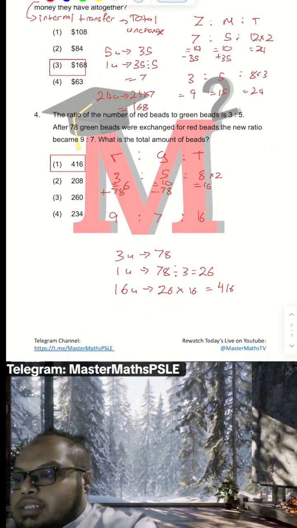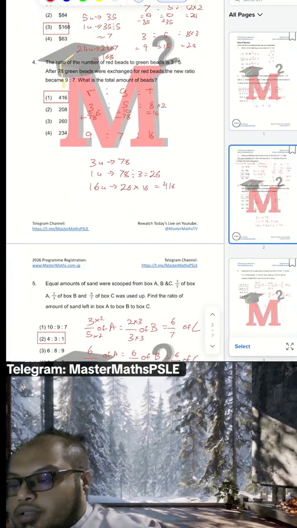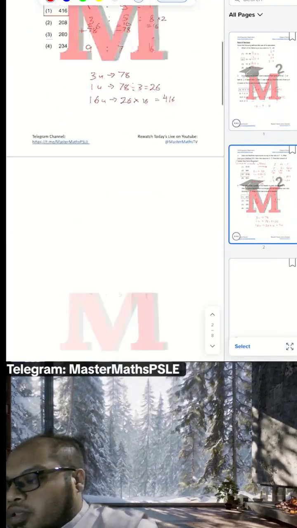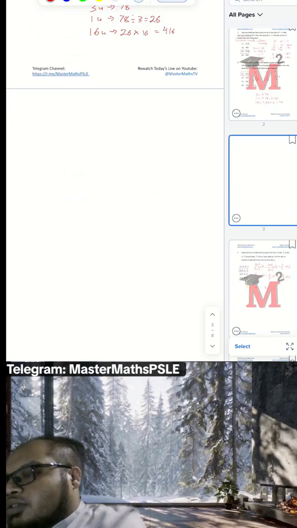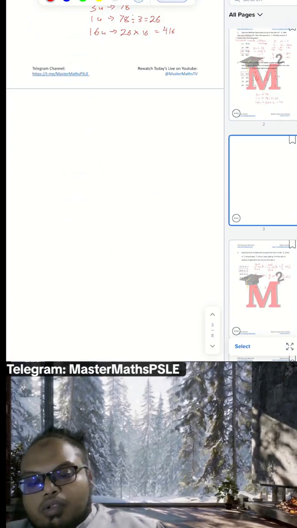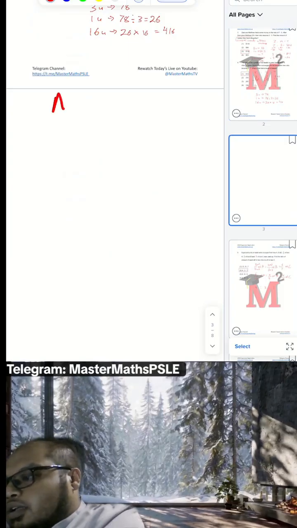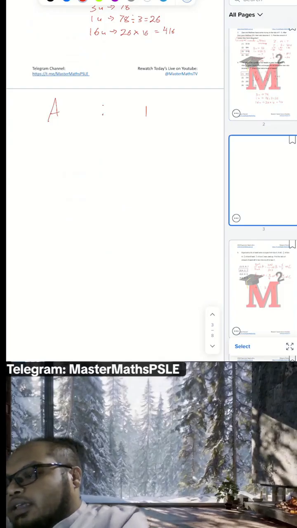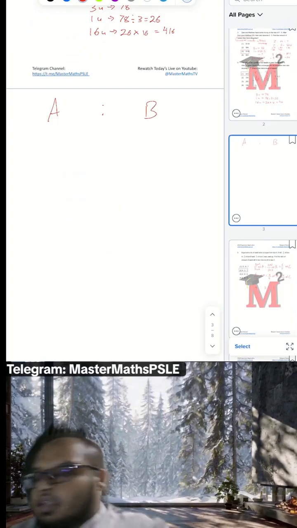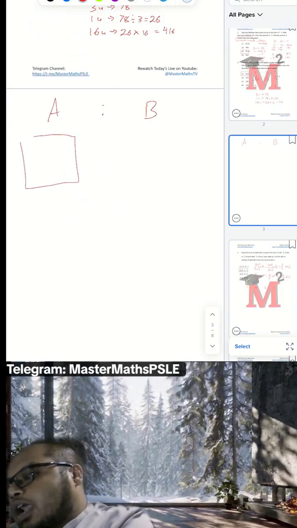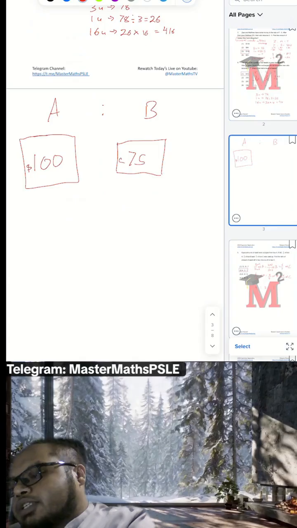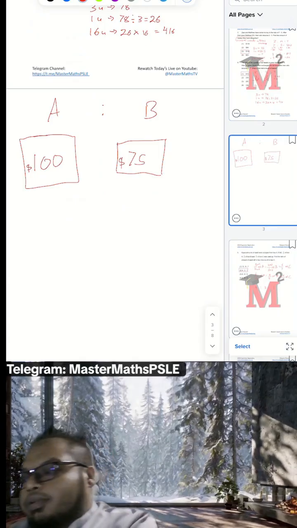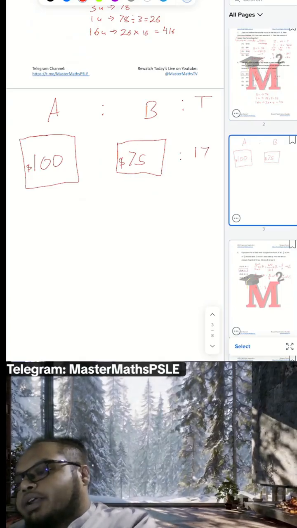let me give you an example, okay? Let's say there are 2 persons here, Ali and Bala. Let's say Ali got $100 and Bala got $75. So now the total is $175.